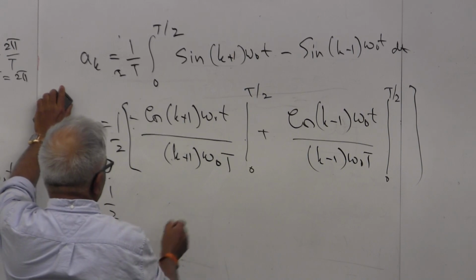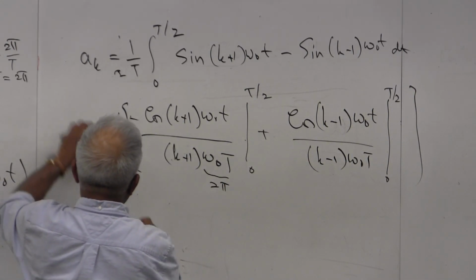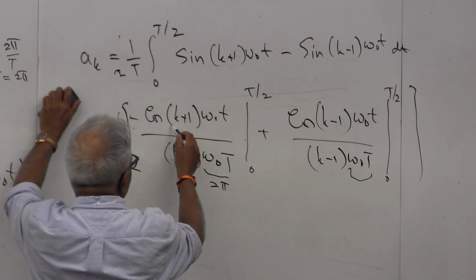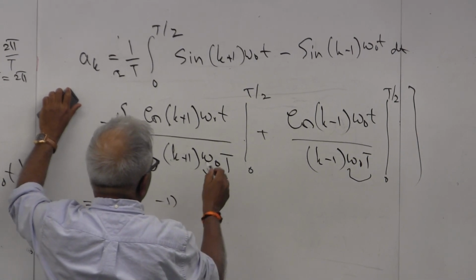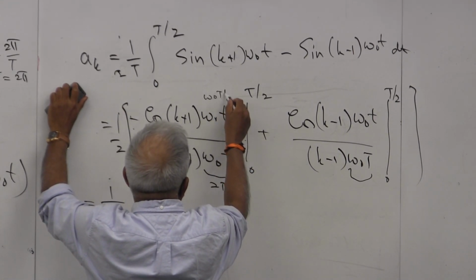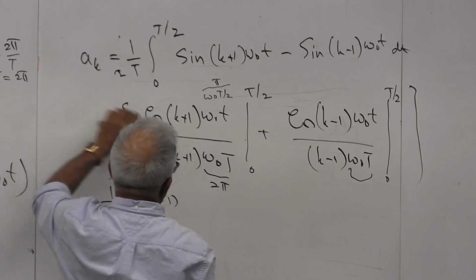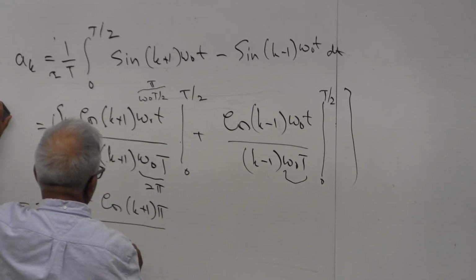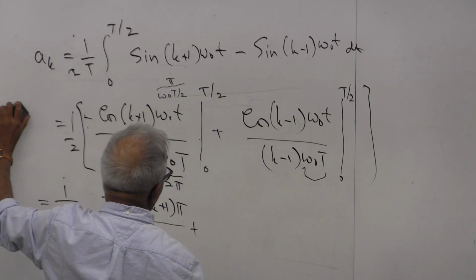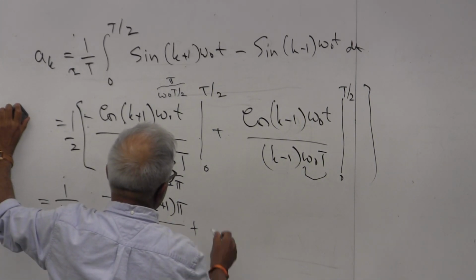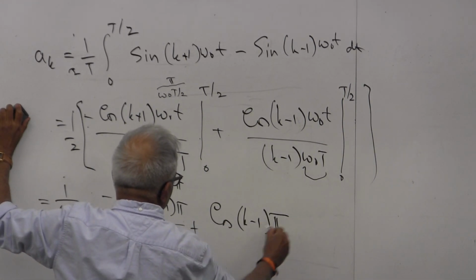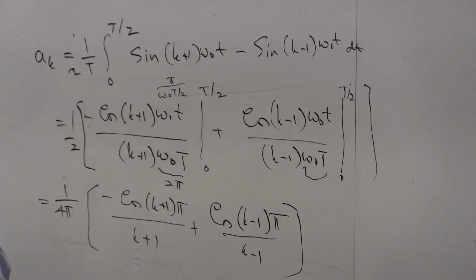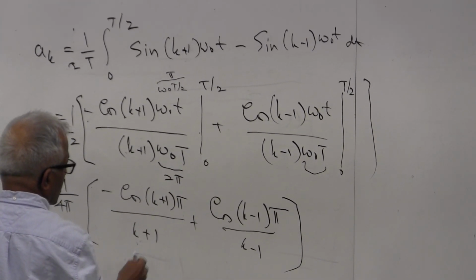So to complete a few more lines, omega naught T is 2 pi. So we can pull out 4 pi outside. Same thing here. So this is omega naught T by 2, right? So this is omega naught T by 2. Omega naught, this is pi. So this is k plus 1 pi, right? Minus cos k plus 1 pi divided by k plus 1 plus. So you need to simplify like this, and at this point, what is it now? So k plus 1.